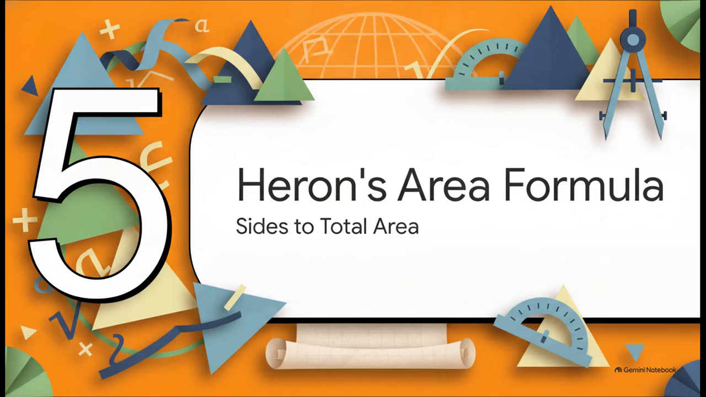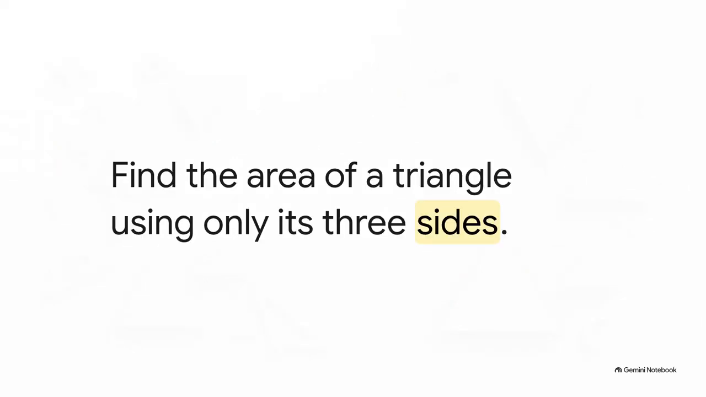Which leads us perfectly into section 5, Heron's beautiful area formula, going from sides to total area. Heron's formula is absolute mathematical poetry. The text reads, area equals the square root of s times (s minus a) times (s minus b) times (s minus c). Normally, finding an area means you need a base and a height, right? Which almost always requires knowing an angle. But Heron's formula bypasses all of that completely.